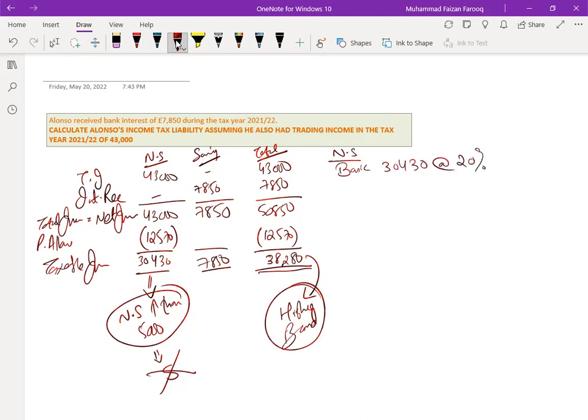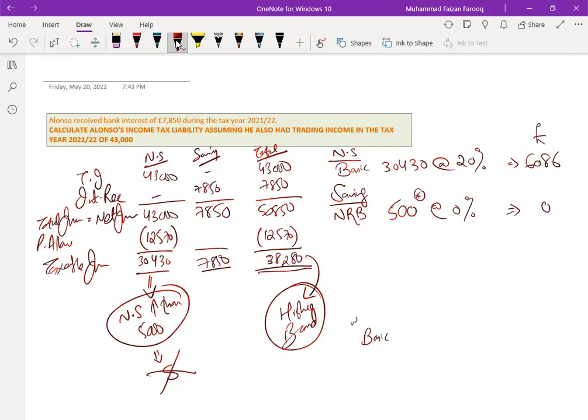The answer will be 6,086. Now the next is savings. The savings start band will not come, but what's next? Nil rate band. In the nil rate band, the tax rate is 0%, but how much amount will fall in the nil rate band? 500. We discussed earlier that if it is a basic band taxpayer, the limit is 1,000. If it is a higher band taxpayer, the limit will be 500.